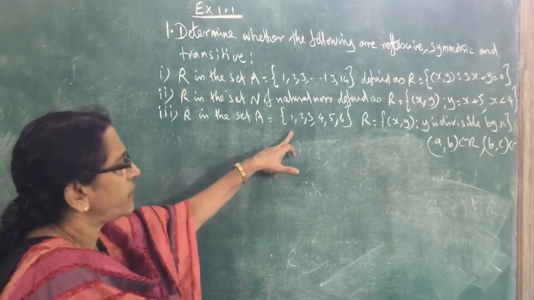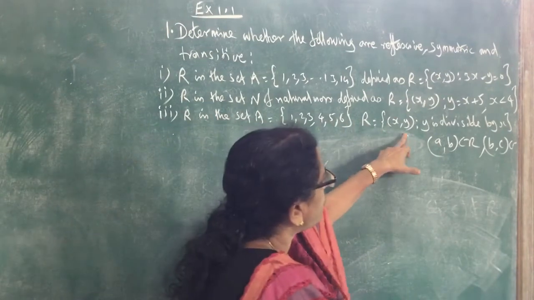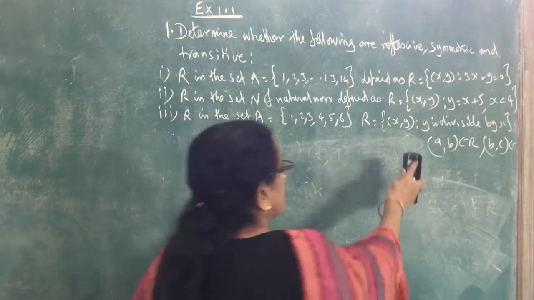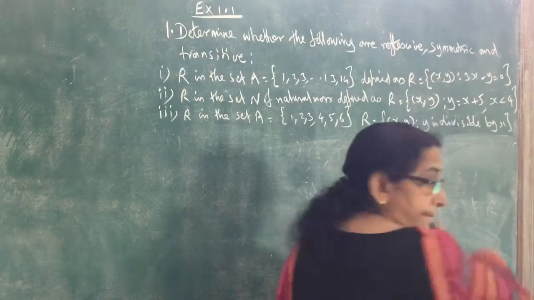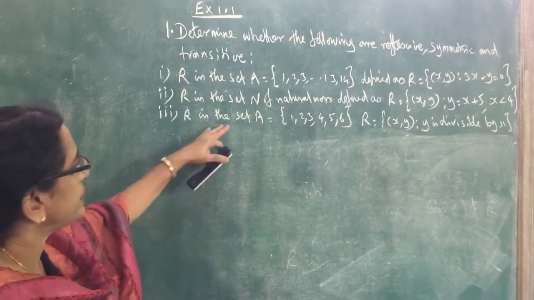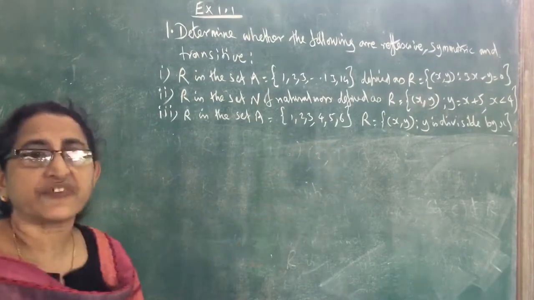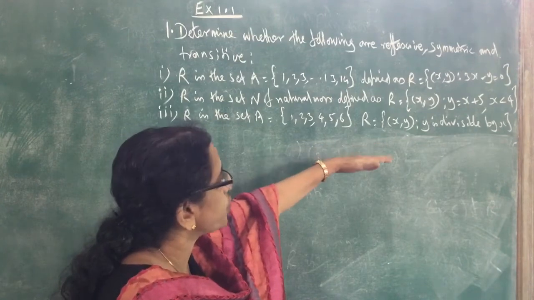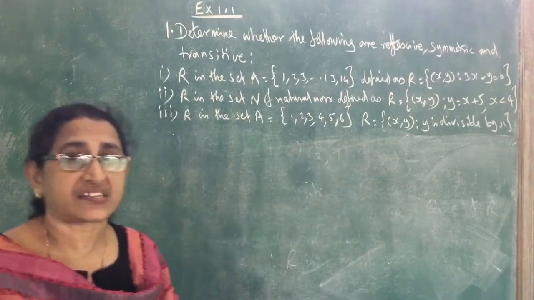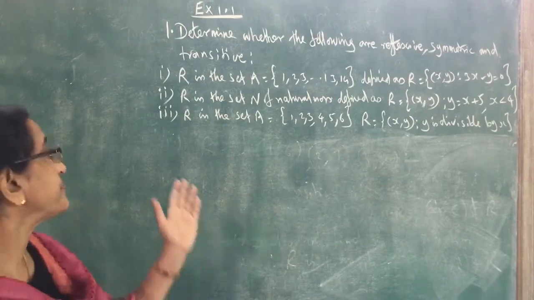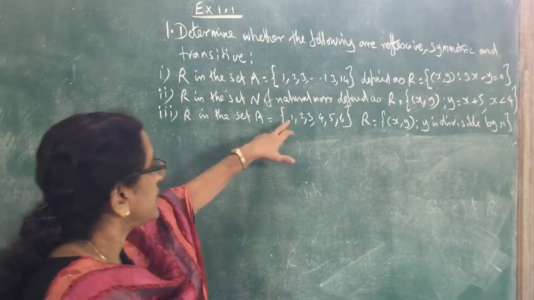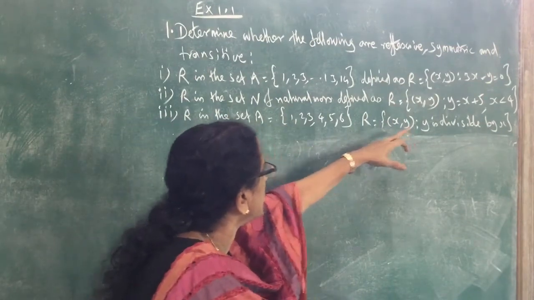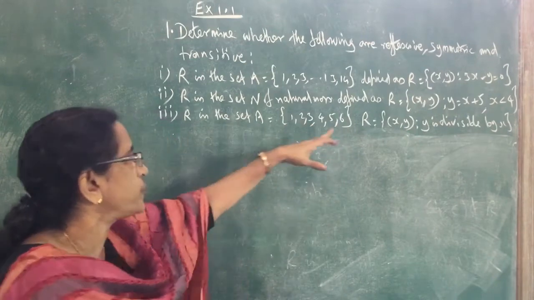R in the set A = {1, 2, 3, 4, 5, 6}, (x, y) such that y is divisible by x. So here, this is the relation defined in the set A, and the relation is defined as (x, y) such that y is divisible by x. The first element and second element are elements of this set {1, 2, 3, 4, 5, 6}.